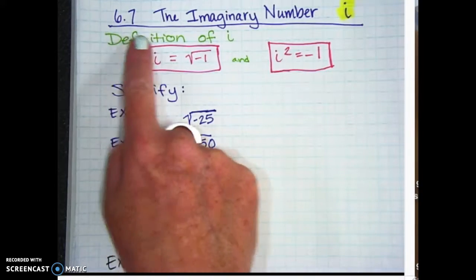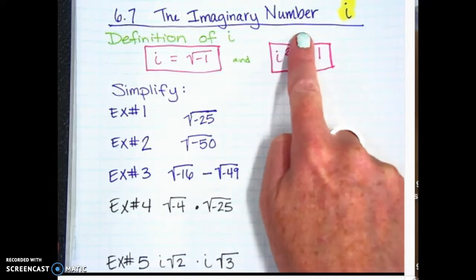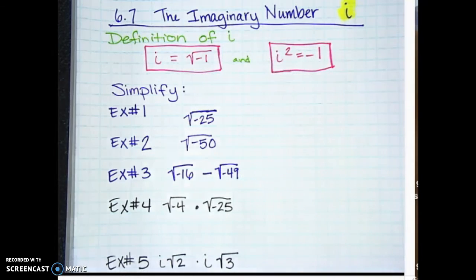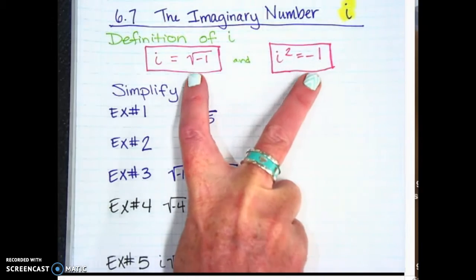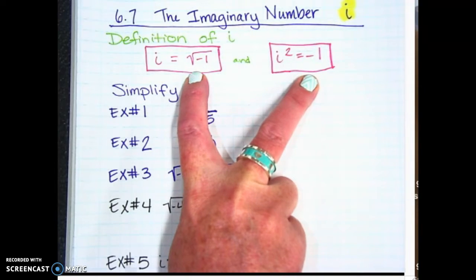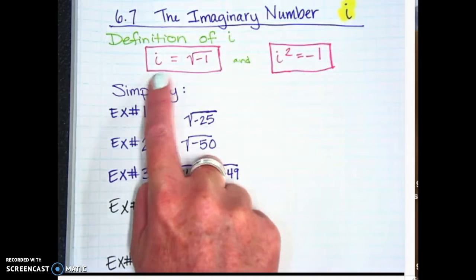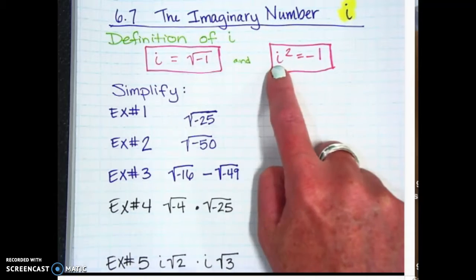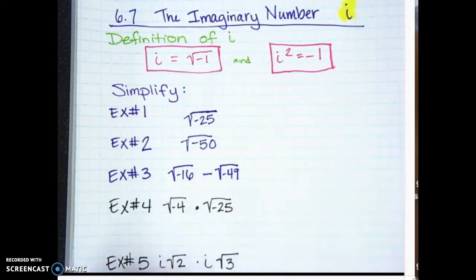Section 6.7 is called the imaginary number, and it is I. Okay? So the definition of I is two things, and I would highly recommend memorizing both. So I is either going to be equal to the square root of -1, or I squared is going to be equal to -1.